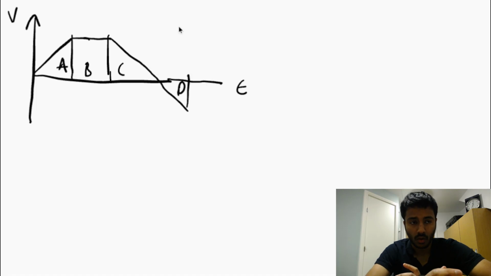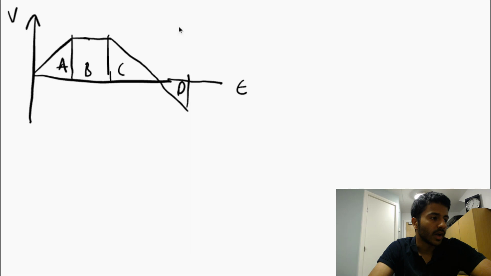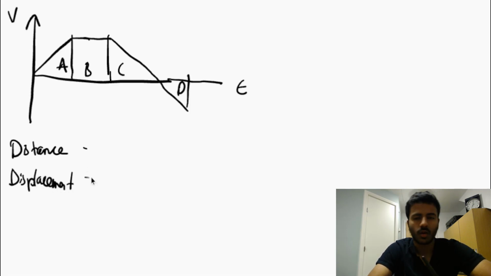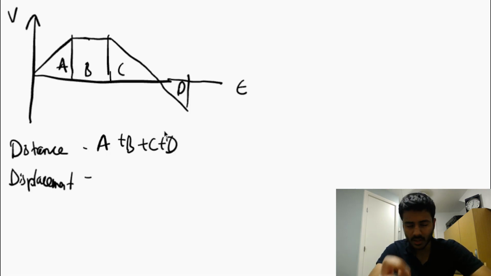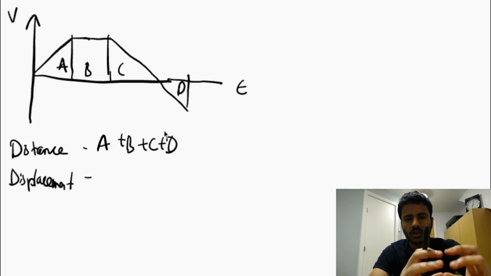Now, if you worked out all the areas of A, B, C and D, here's where the difference between distance and displacement comes into play. We know that distance is a scalar, and we know displacement's a vector. Distance has magnitude only, so you're adding the total distance it travels. So you're adding up all the areas. It travels a total distance of A plus B plus C plus D. Now displacement is the straight line distance from its starting point to its end point.